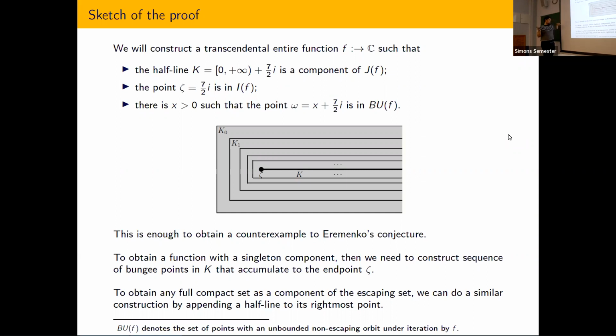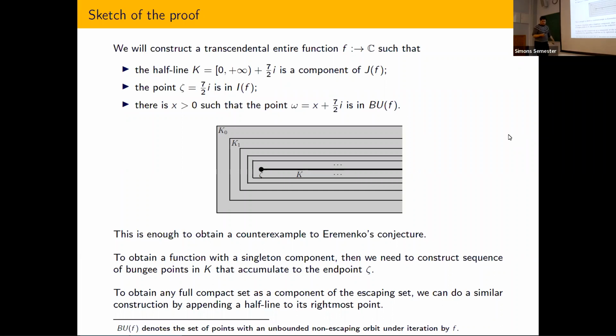Now, if you want to obtain a function that has a singleton component of the escaping set, so say you're more demanding and you want a component of the escaping set that is just a point, then what you need to do is pick a sequence of points here in the bungee set, converging to this point, so that each of these points is a bungee point. Then you make sure this point is escaping, and this escaping point is exactly a component of the escaping set.